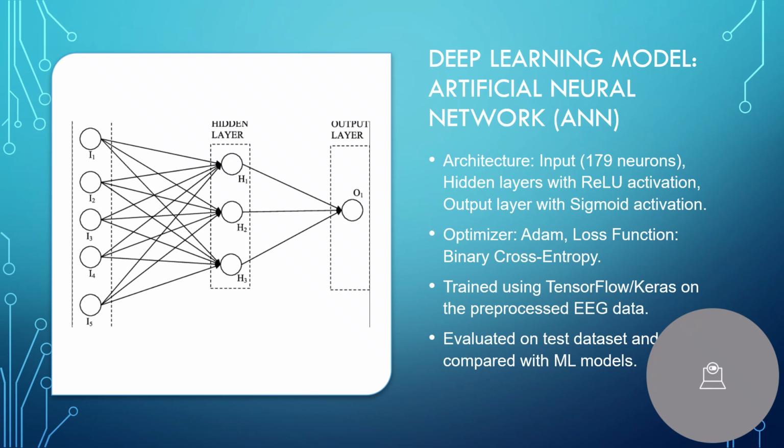Finally, for our output layer, we used a sigmoid activation function, producing a probability between 0 and 1, where values close to 1 represent seizure activity and 0 represents non-seizure activity.